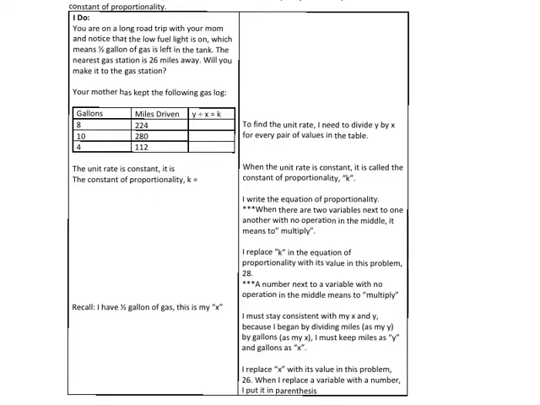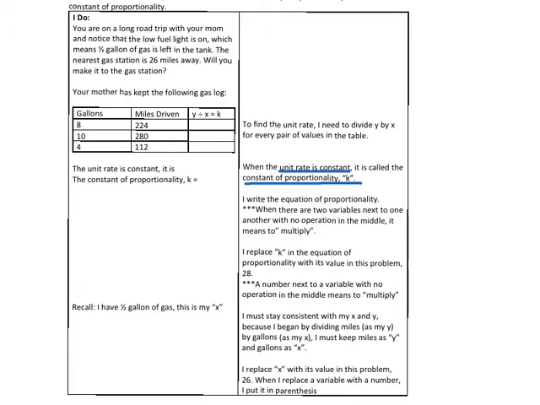Today we are going to find the equation of proportionality. In order to do this, we need to know the constant of proportionality, or our k value. When our unit rate is constant, which means that our quantities are proportional, then it is called the constant of proportionality instead of the unit rate.